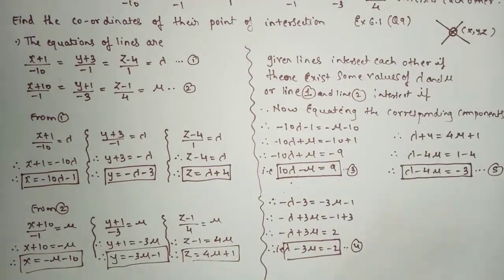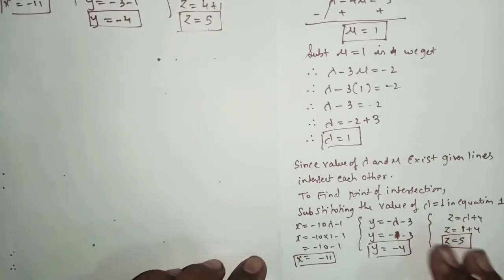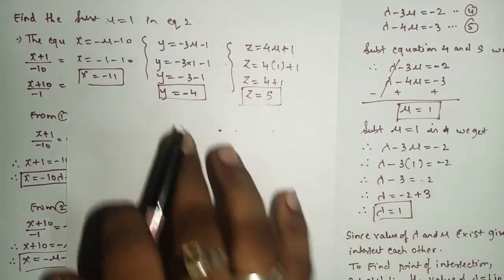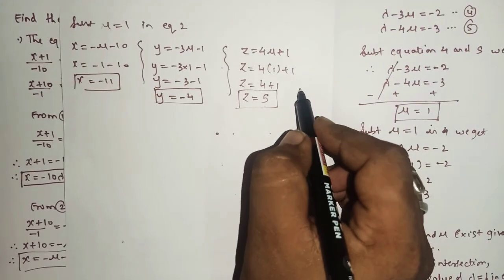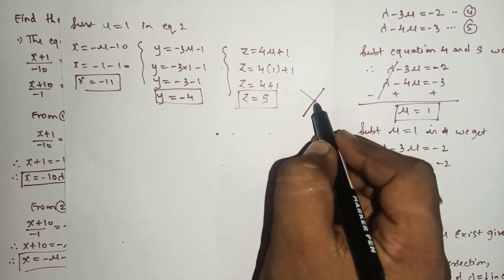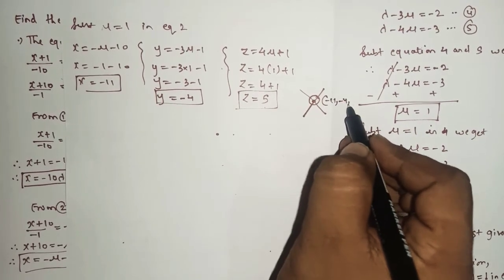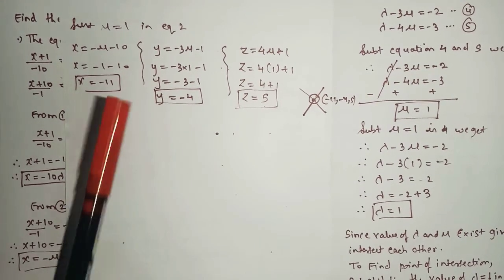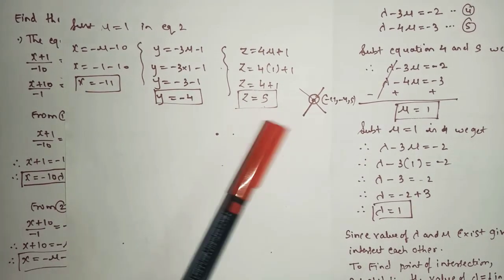After substituting the value of lambda equals 1 and mu equals 1, the coordinates we got are x equals minus 11, y equals minus 4 and z equals 5, and here also we are getting the same. Therefore we can say that the two lines are intersecting each other at a common point, that is minus 11, minus 4 and 5. Yes or no? In this way you can show that the two lines are intersecting. Clearly we can see that after substituting lambda equals 1 and mu equals 1, the x are same, the y are same, and z are same.